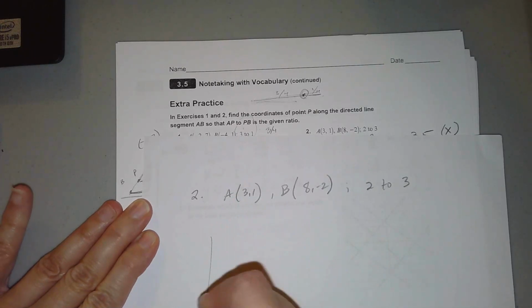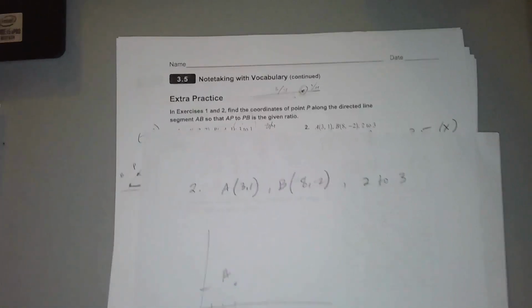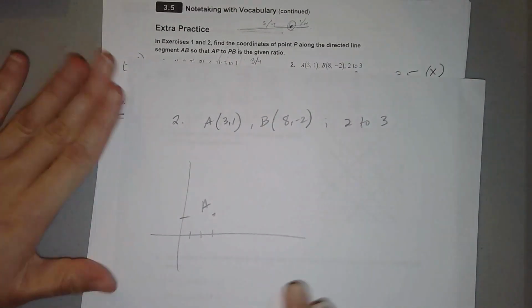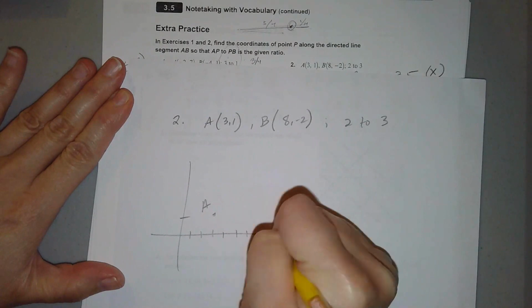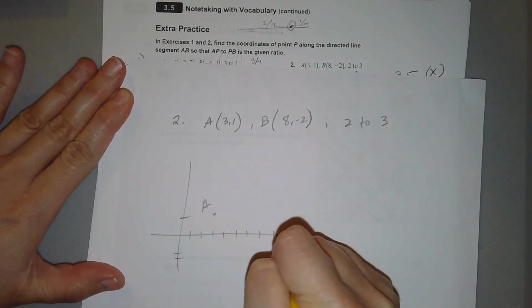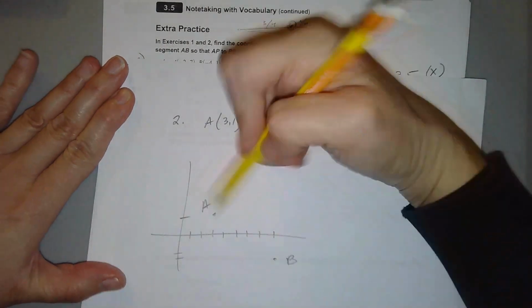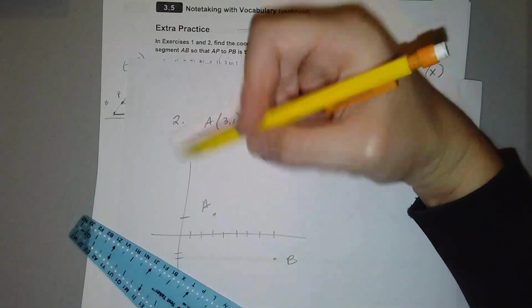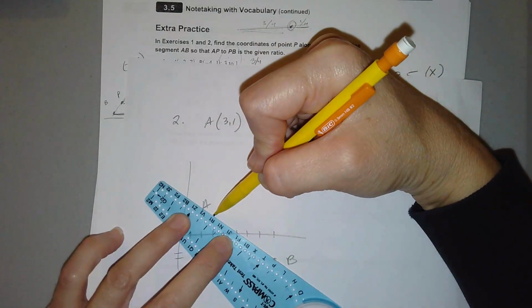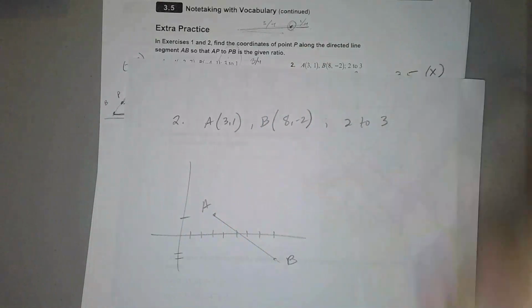1, 2, 3, 1. So here's A. Let me move this up a little bit. And then 1, 2, 3, 4, 5, 6, 7, 8, -2. Here's B. And then you can use a straight edge if it's handy and connect them.